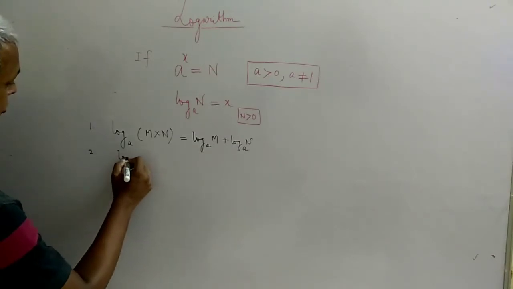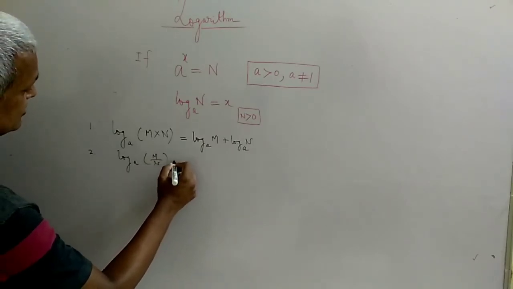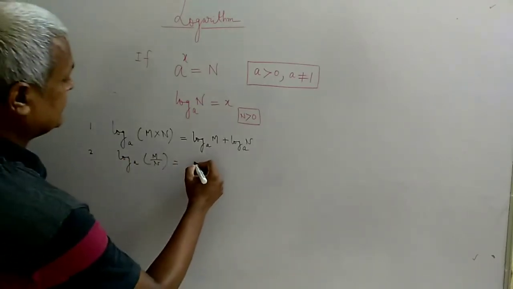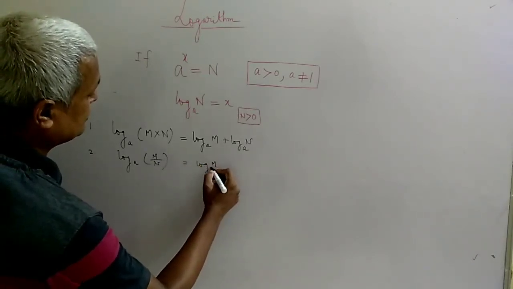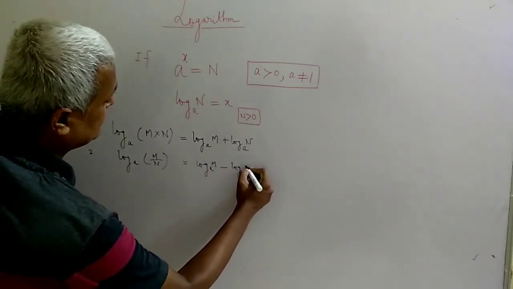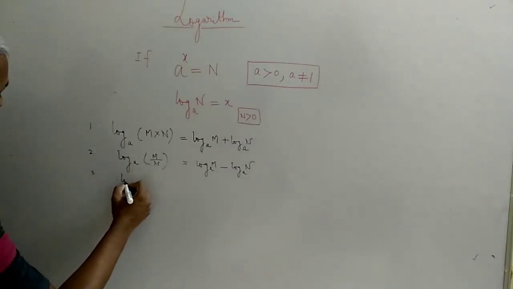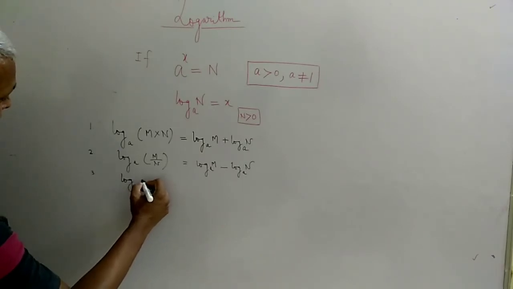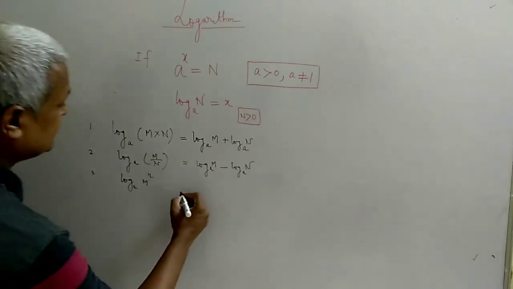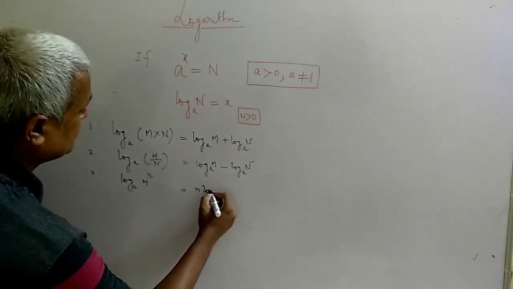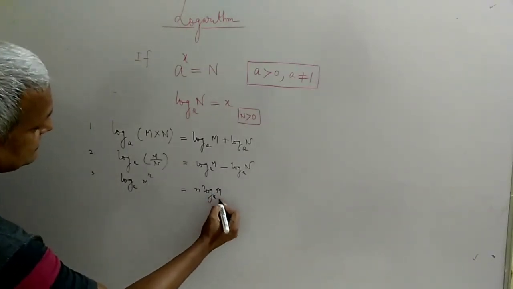Number 2, log converts division into subtraction. So log of m over n is log m to the base a minus log n to the base a. Then third, log with base a of m to the power n becomes n log m, and the base remains the same, a.